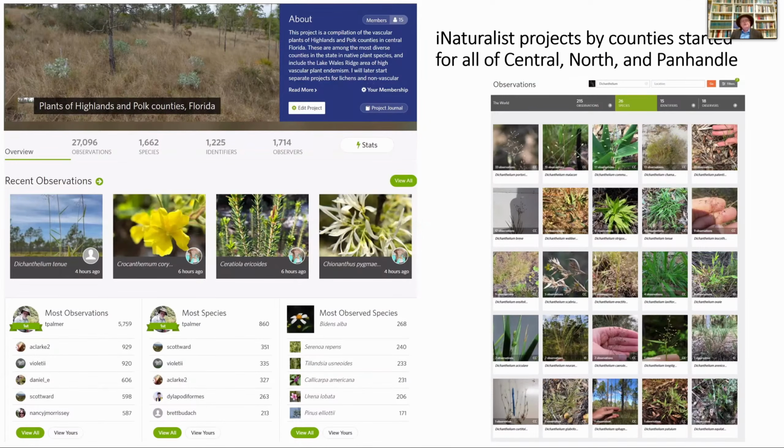Again, that leads me back to the iNaturalist projects, because as they get bigger, they become more useful. So in this case, the Highlands and Polk County one has 27,000 records in it already, and over 200 of those are Dichanthelium, just one genus of grasses, and represent 26 different species within that genus.